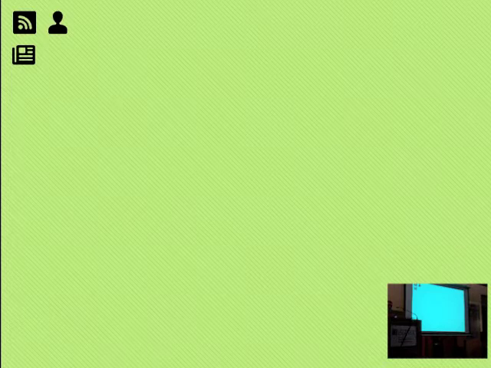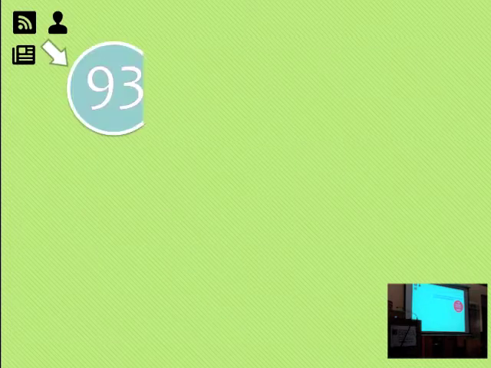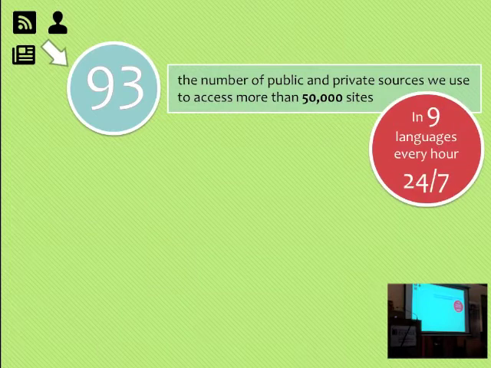We take all of this information and we have 93 different feeds, is what we call them. And we have 93 different feeds that look through, this number's outdated, somewhere around 80,000 different websites, in 9 languages every hour, on the hour, 24 hours a day, 7 days a week. So this is an automated system that we have pulling in all of this data to create the map that you've already seen.